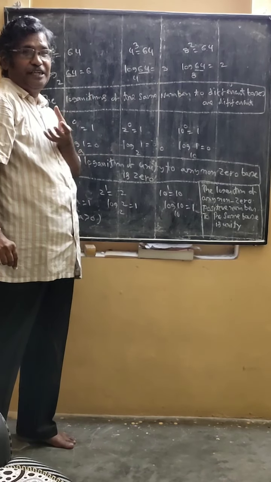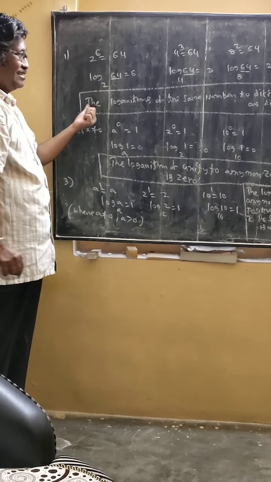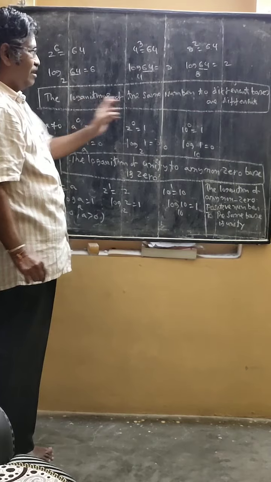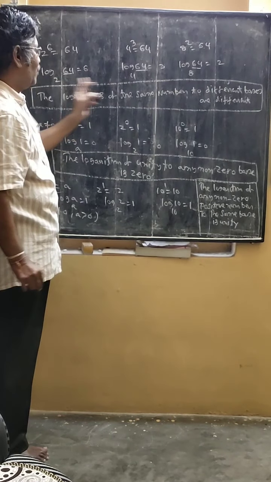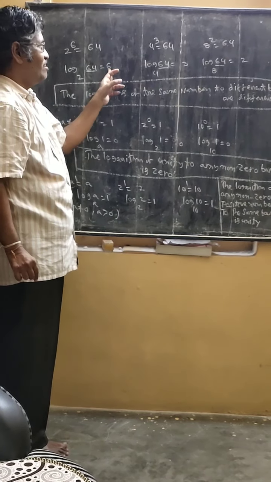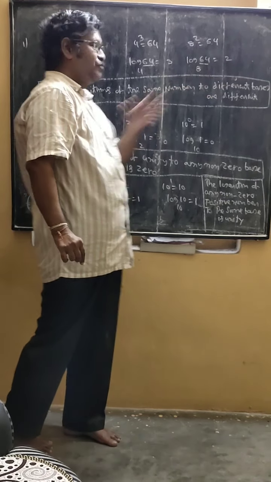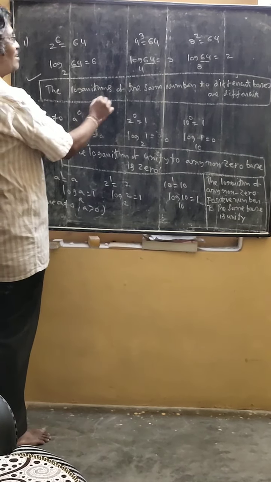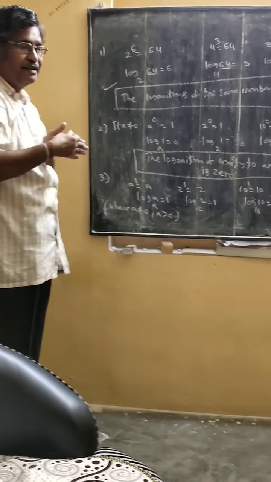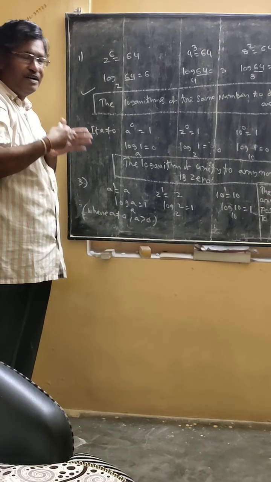So what conclusion is drawn from these three examples, or what is your inference? The logarithms of the same number. What is the same number here? 64. The logarithms of the same number to different bases are different. Here the values are 6, 3 and 2. So note this one: the logarithms of the same number to different bases are different. Once again, the logarithms of the same number to different bases are different.